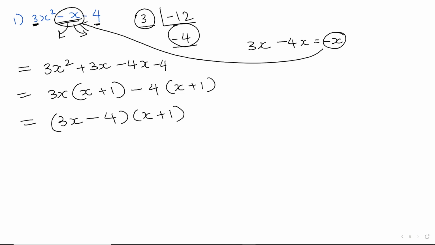So Mridula, do you see your mistake now? Yes, ma'am. I had taken the common as 4x. Yes. Okay. So here's another question: 6x squared plus 5x minus 6.